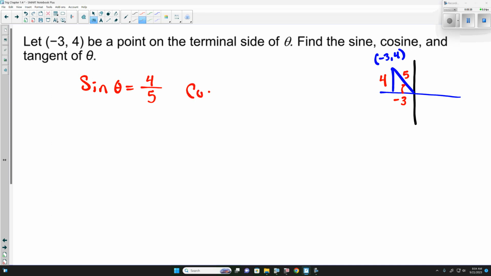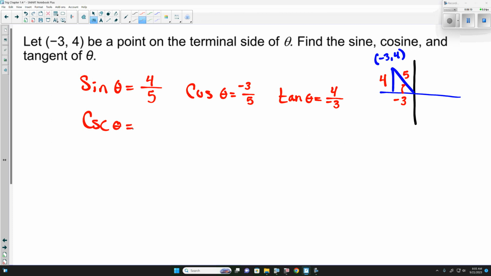Cosine of theta. Again, we can reference our x over r. The x value is -3, the r value is 5, so we have -3 over 5. And lastly, tangent of theta, according to our formulas, is y over x, 4 over -3, opposite over adjacent. We get these here.